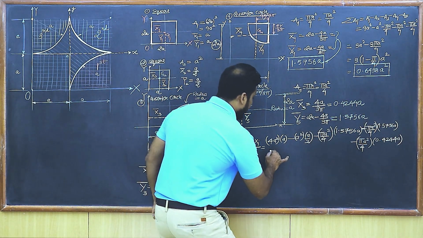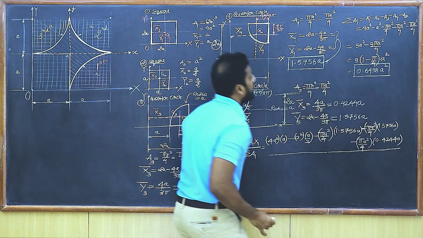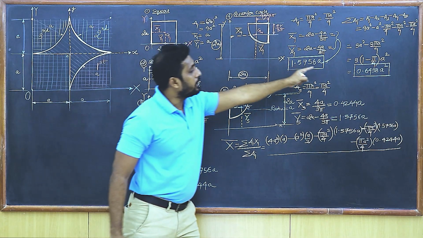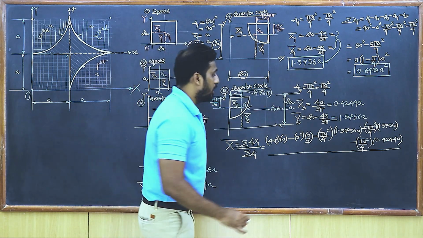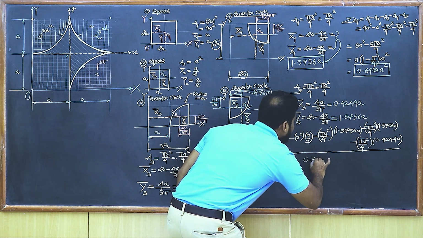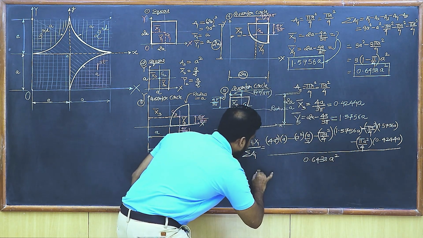This needs to get divided by the value of summation of ai. Summation of ai, if you see, the value has come 0.6438a square. So I'm going to write here 0.6438 a square. Now let's finally get the answer over here.